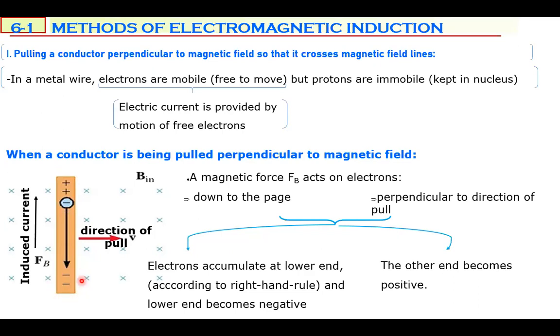This end will be negatively charged because electrons are accumulating here, so the upper end will be positive. So electrons accumulate at the lower end according to this picture, and of course the other end becomes positive. If we look at this conductor, we can see that there is a potential difference created between the terminals of this conductor. One end is positive, the other end is negative. It is just like a battery.